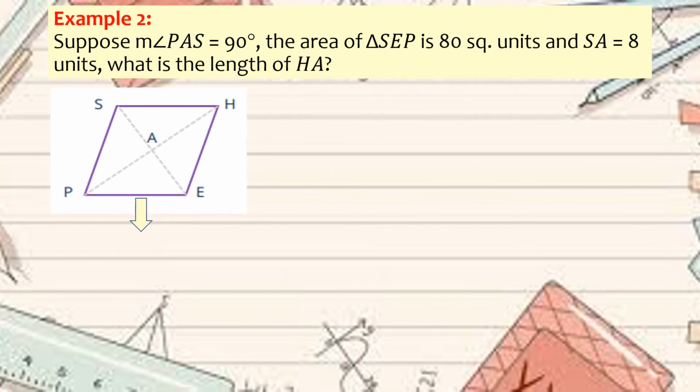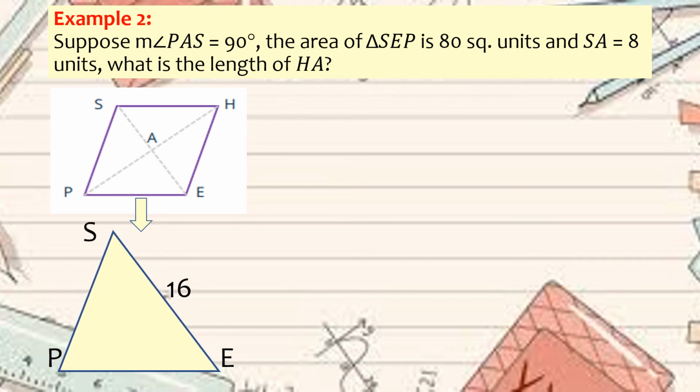Let us focus first on triangle SEP. For triangle SEP, we need to determine the value of SE. So for SE, we all know that we have here 8 for SA, and for AE, we also have 8 because of the property that deals with the bisector and the diagonal. So combining SA and AE, we will have SE. So we have 8 plus 8, therefore we have 16 for the value of SE. And we need to solve AP for us to know the value of HA. Again, we need to solve AP to know the value of HA. Kasi nga, equal ang AP kay AH.